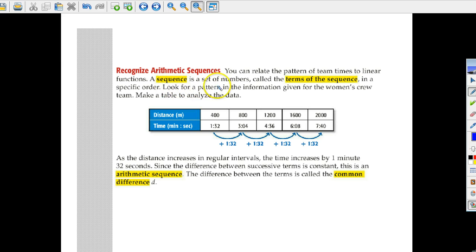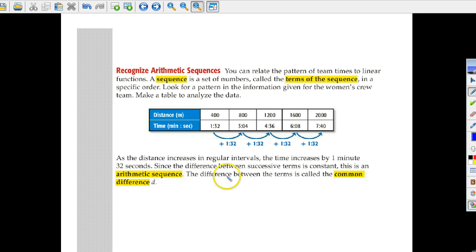So a sequence is a set of numbers called the terms of the sequence in a specific order. Look for a pattern in the information given for a women's crew team. Make a table to analyze the data. For distance, you see it increased by 400 here. And for time, it increased by 1 minute and 32 seconds each time. As the distance increases in regular intervals, the time increases by 1 minute and 32 seconds. Since the difference between successive terms is constant, this is an arithmetic sequence.